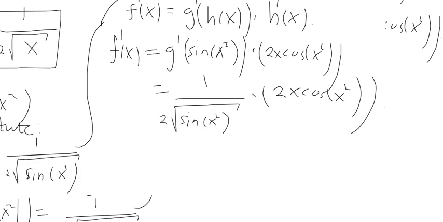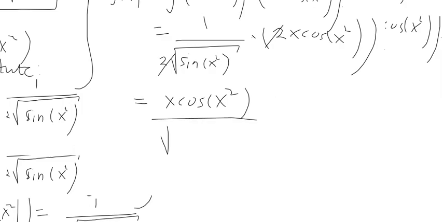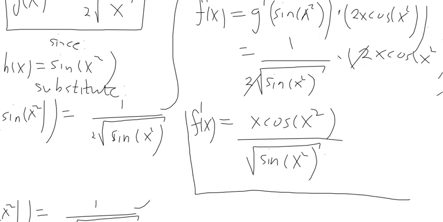The 2's get divided out. I'm left with x times cosine of x squared, all divided by the square root of sine of x squared. And that is my f prime of x, and that is the solution to this problem.